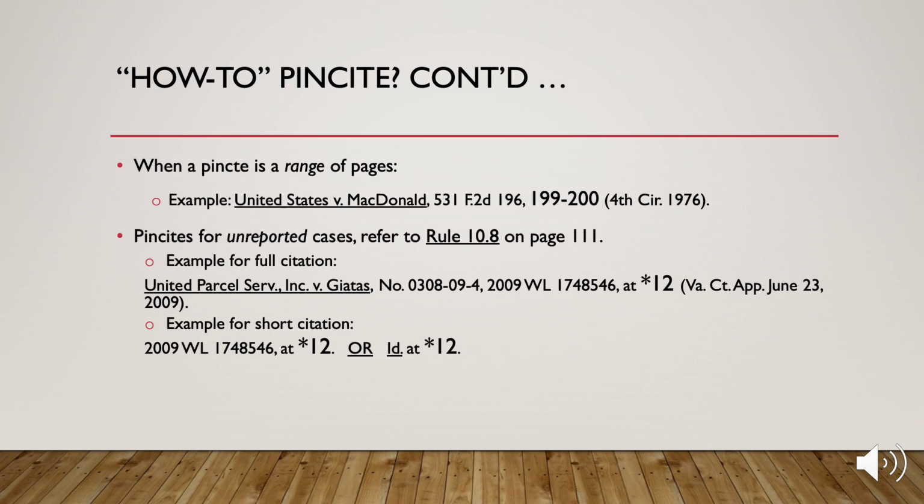Now, applying Pincites for unreported cases follows the same concept as a reported case, except that you will add an asterisk before the exact number, as shown in the example on the slide. The same goes for referencing Pincites for the short form case citation, as seen on this slide as well. For Pincites in unreported cases, refer to page 111, Rule 10.8.